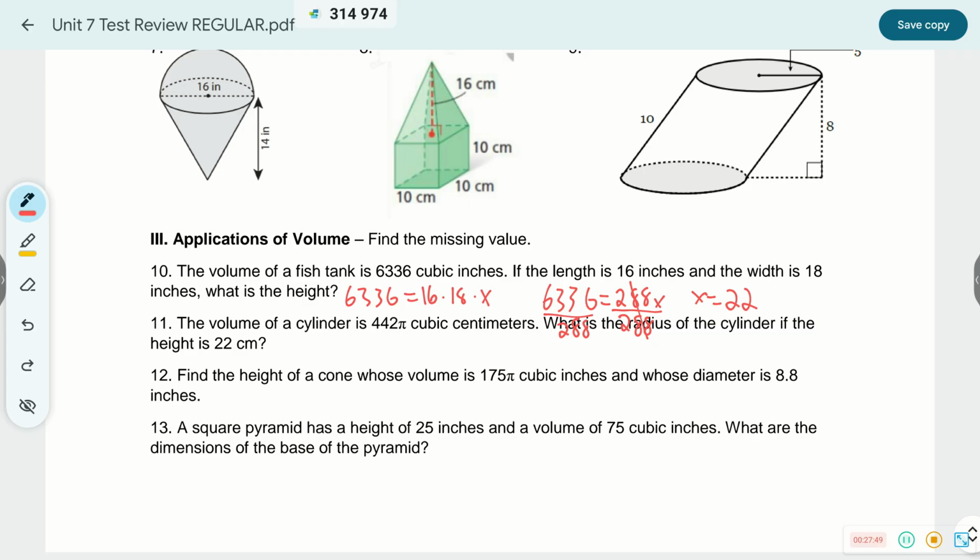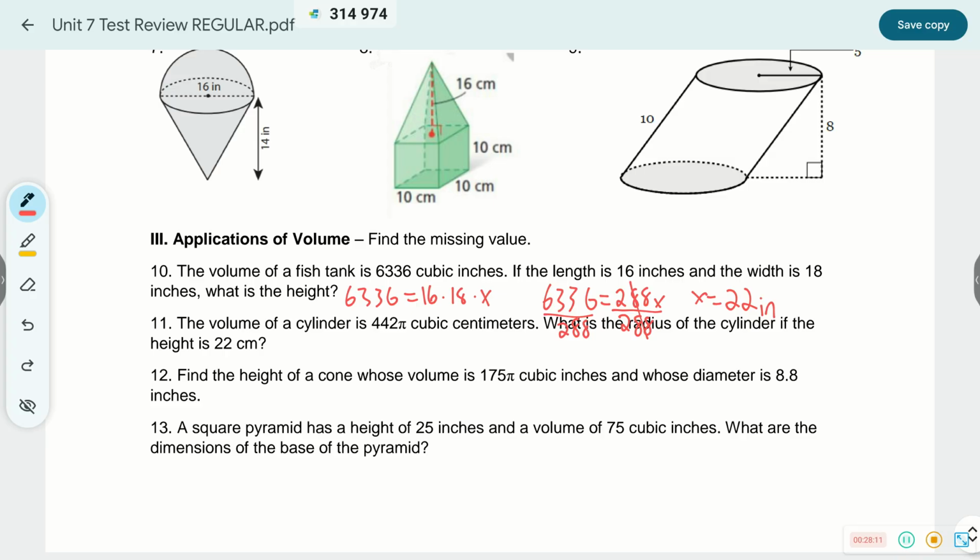That's all it's asking. It's giving you an extra piece of information. You have to solve for the missing. You're still doing the formula, you're just solving for the missing value. The area is inches cubed, but the x is not inches cubed, it's just inches, not cubed.